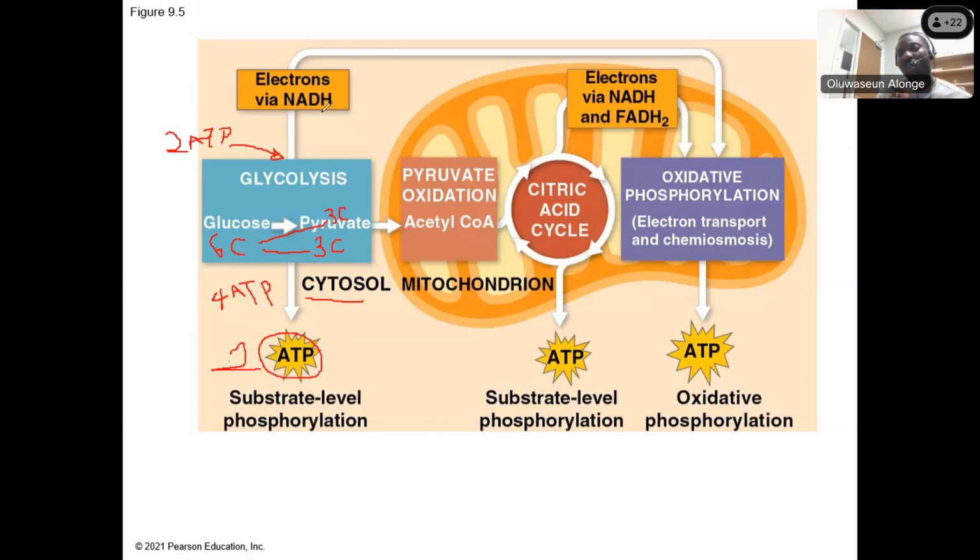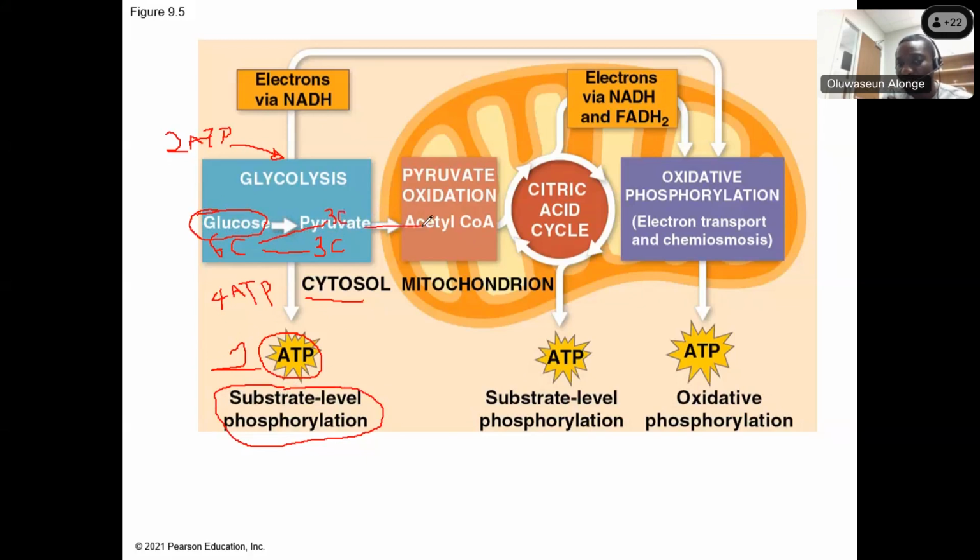Now, I'm just explaining terminologies now, we've not started looking at it. We call this substrate level phosphorylation. The reason we call it substrate level phosphorylation is because it involves glucose, which is a substrate, a substance. And at the end of this stage, you are going to have pyruvate. This is just like a summary, okay? You are going to have pyruvate, which is still a substance.